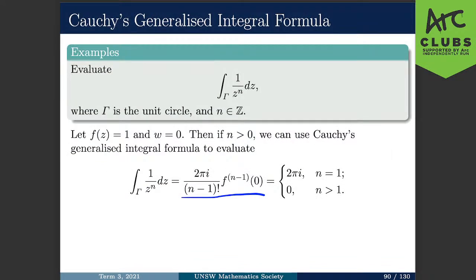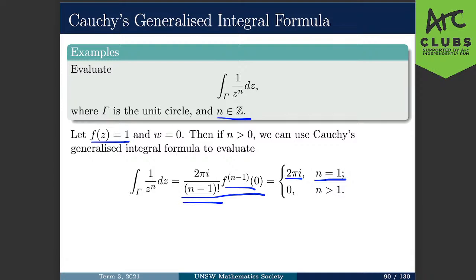So to evaluate this one, I just need to differentiate the function n minus 1 times, and depending on the value for n, we're going to get a slightly different answer. n is just any integer, so we're going to get different answers depending on which integer n is. Because obviously if n is 1, then we have to differentiate it 0 times. If you differentiate this function 0 times, then it would still be 1. So this guy will be 1, and this thing on the bottom would be 1, and so we're left with 2 pi i.